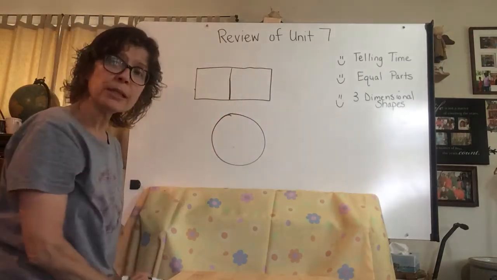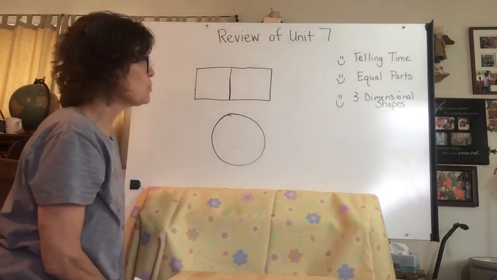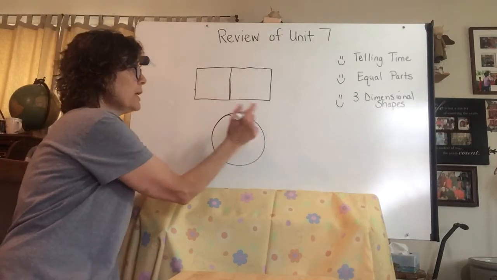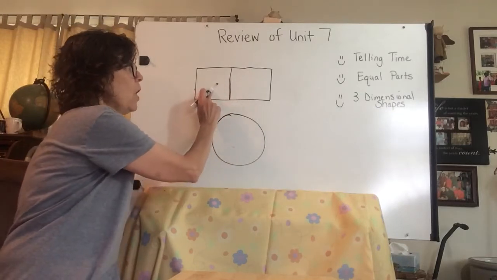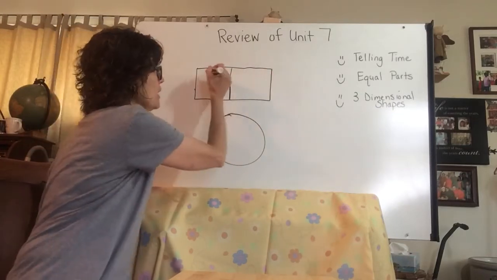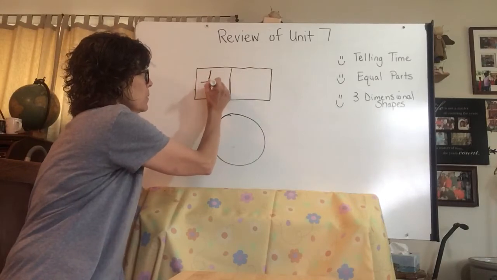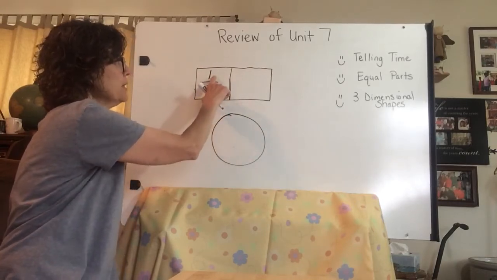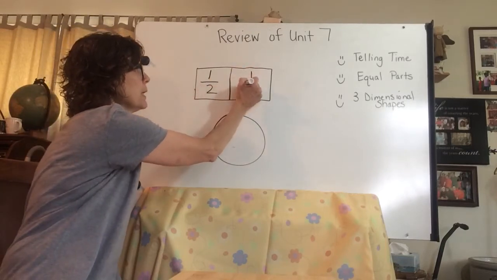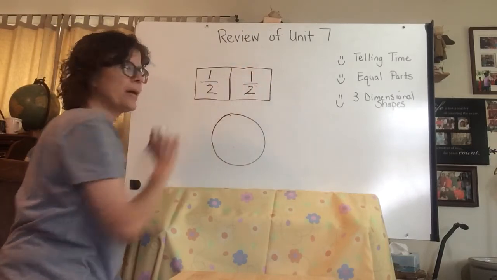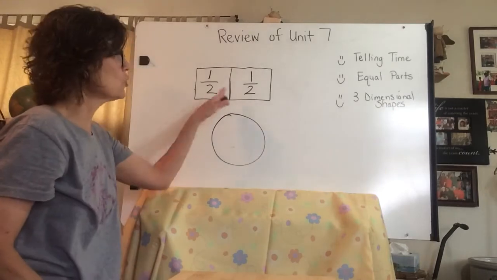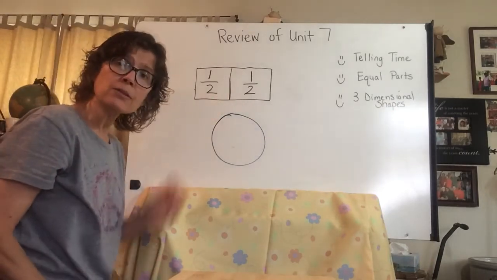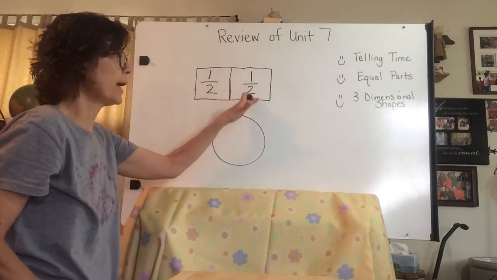And look at that. It's pretty equal. I mean, I'm not perfect, but it looks pretty good. Now, if you think about it, here's 1/2 and 1/2. And we talked about there's 2 parts to the rectangle. This is 1/2, and this is the other half. So that shows you equal parts. This is 1/2 of a rectangle.